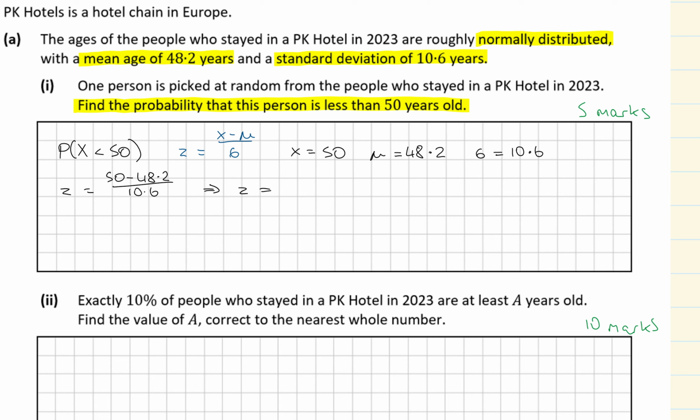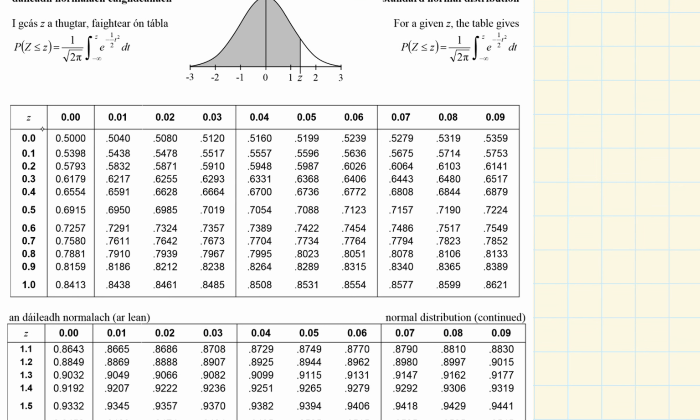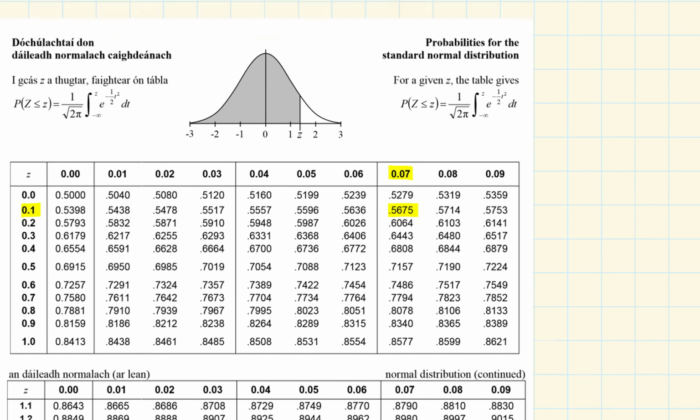We have 50 minus 48.2 divided by 10.6 will give us quite a long number, 0.113208. So always write it out in full and then we'll worry about rounding. So this I need to round to 0.17. So we're going to our log tables now and we're looking for the probability that z is less than 0.17. So we'll come down to our log tables. Probability 0.1, there's my 7, so 0.5675.